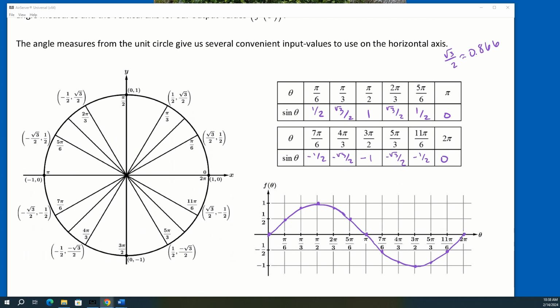All right, so that is one period of f of theta equals sine of theta. Does it look kind of familiar to you, like you've seen it before, like every day that week we did these? It's basically that same graph. And it's going to repeat this cycle over and over again.